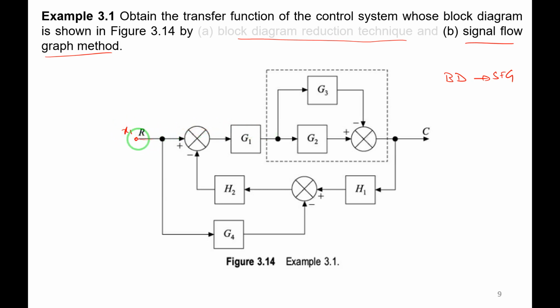Then next I am going along the forward path first. From input to output, I will go straight first. I will not concentrate on side branches, side loops or the feedback path. First the main forward path. So assume the nodes here, the takeoff point. This is the takeoff point or branch point. So take one node here, I will call it X2. There is a summing point here, so I will call it X3. The takeoff point I have called X2.